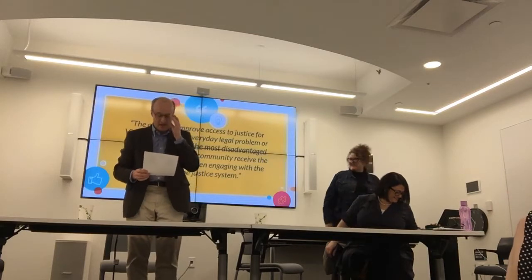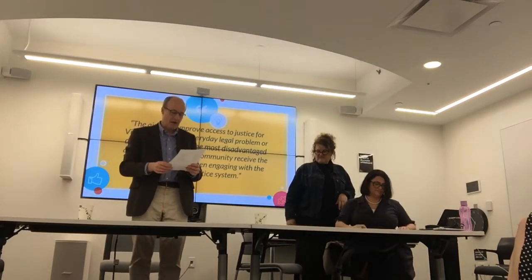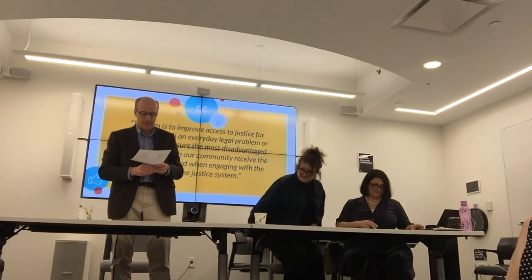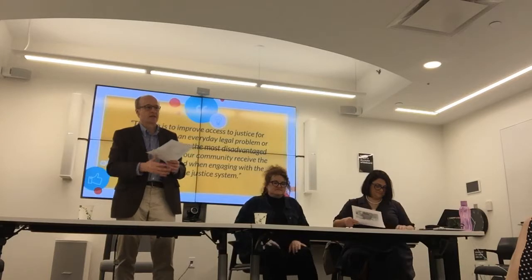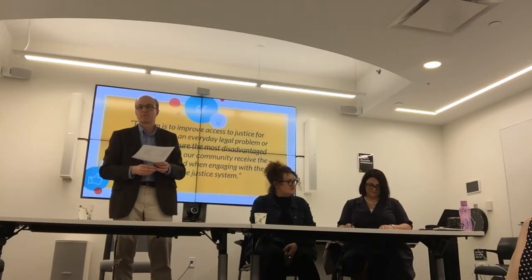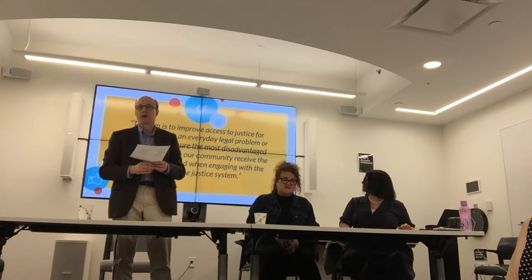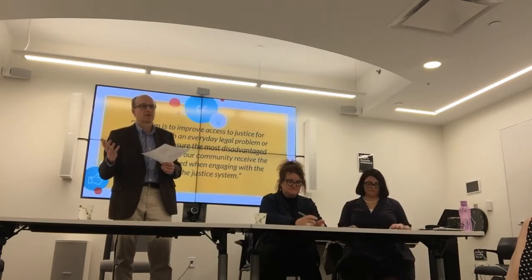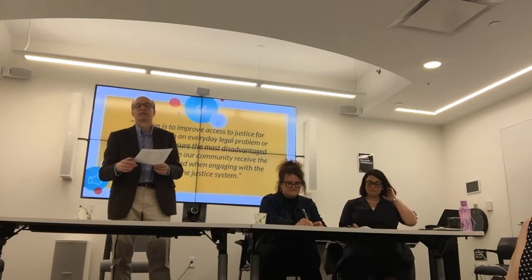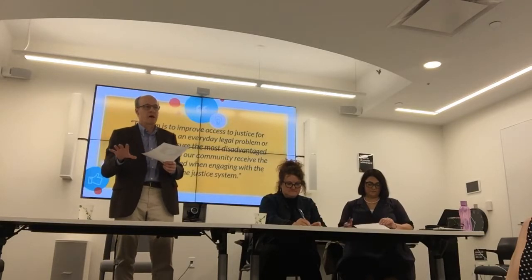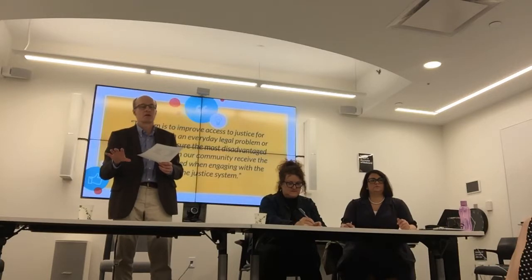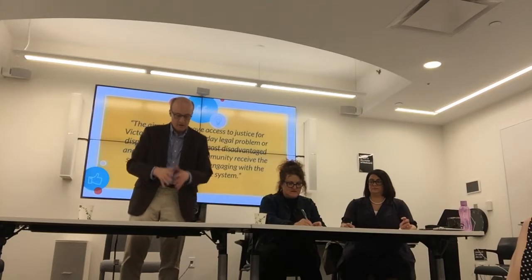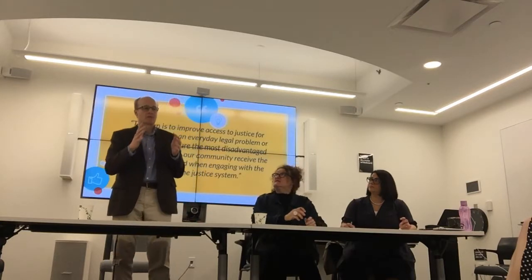So I want to start with the policy background. Victoria elected a Labor government in late 2014, and in that government's platform was a commitment to undertake an inquiry into access to justice. So we provided advice to the Attorney General about how this could be done. In the end, he decided that he wanted the Department of Justice and Regulation, as it was then known, to conduct that inquiry.